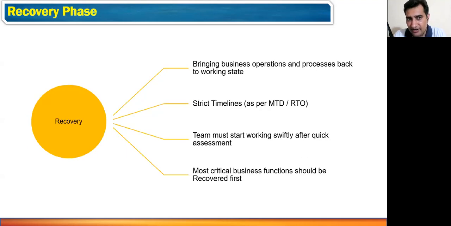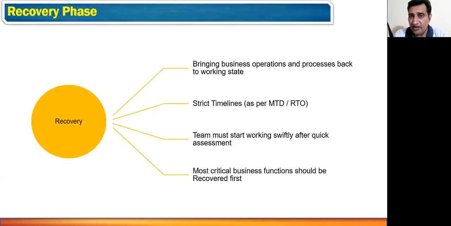Now, when you are going to recover from the situation, restore from the situation, that time the scenario will be a little different, right? So we are talking about recovery: bringing business operations and processes back to a working state. That is our intention. We want to bring it back. We have to follow very strict timelines because we have to adhere to MTD and RTO, or service delivery downtime and all those kinds of things. The team must start working swiftly after a quick assessment. Most critical business functions should be recovered first. Please remember, most critical business functions should be recovered first. This very well can be a question in your CISSP exam. You must understand.